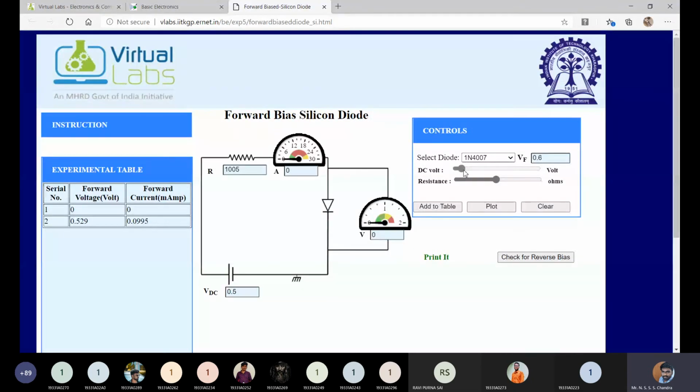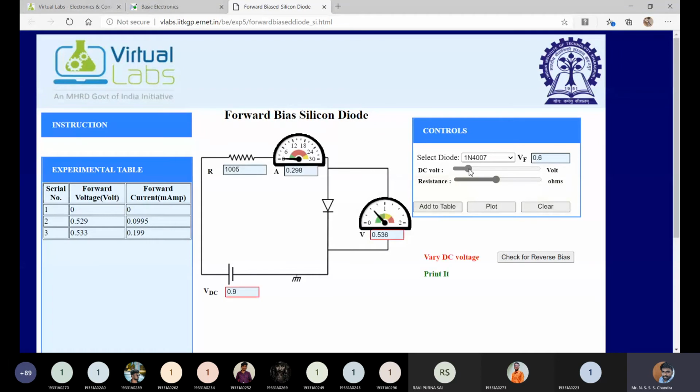Even if I take 0.3 volts, current is 0, voltage is 0. At 0.5, current is 0, voltage is 0. Only after 0.6 am I getting some values. So I'm going to increase the voltage. At 0.7 I got the value 0.529. I'll make the DC voltage 0.8. I'm reading 0.533 and 0.199. I'll add to the table.